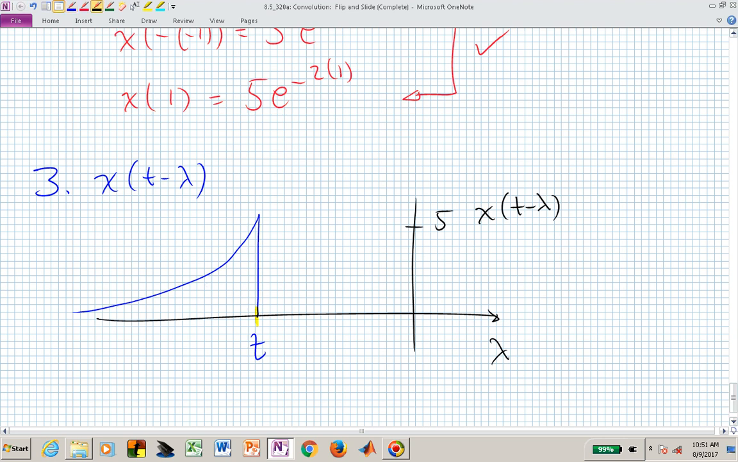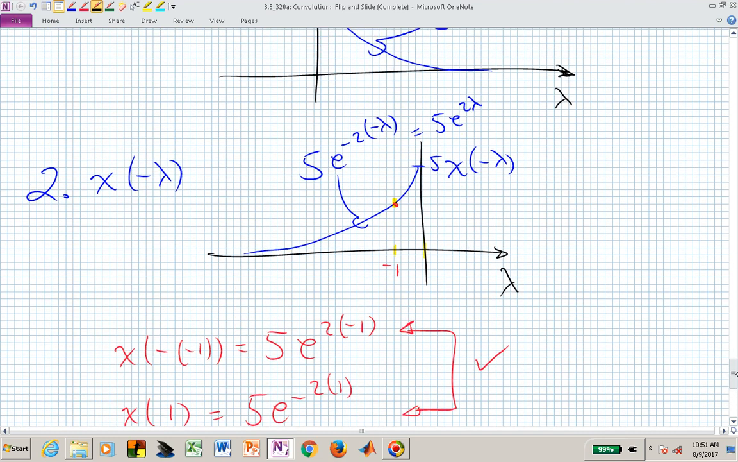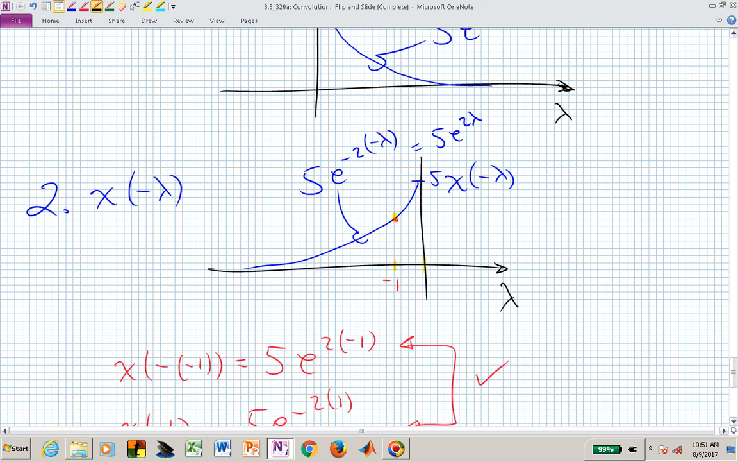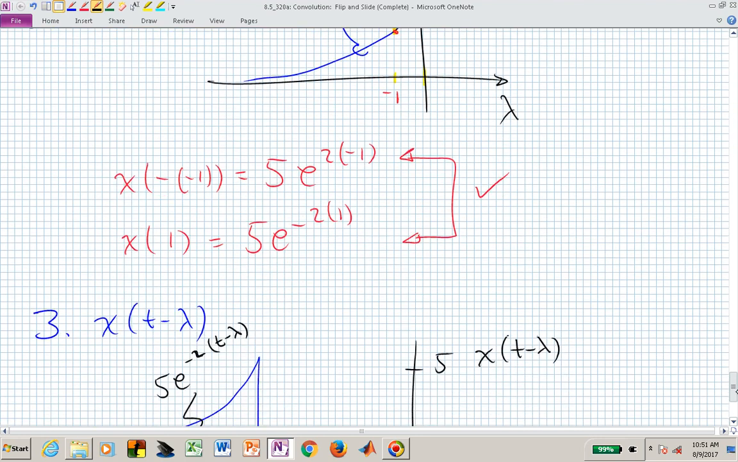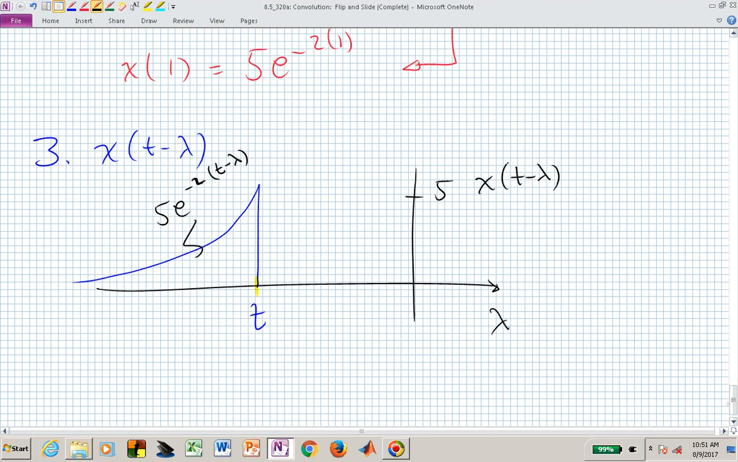And this expression can be found many different ways, but we could say that's 5e to the minus 2, and we're replacing lambda with t minus lambda. That's one way to find the functional expression. Another would be to simply return to x of minus lambda and plug in the expression for t. You should end up with consistency between the different functional forms for x of t minus lambda.